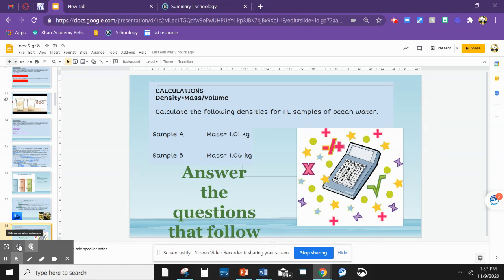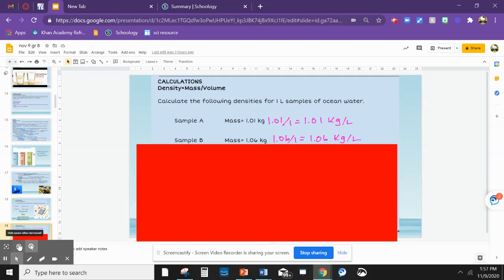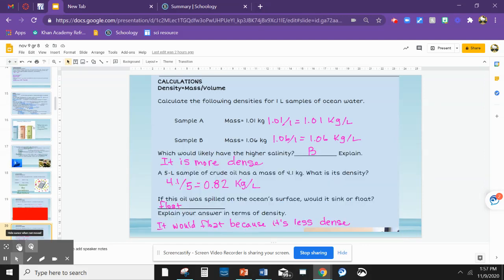Calculating density. Again, please pause the video, calculate density, and answer the questions that follow. The density for sample A was 1.01 kilograms per liter, B 1.06 kilograms per liter. The higher salinity is B, it's more dense. Calculating the density of crude oil, 4.1 divided by 5 is 0.82 kilograms per liter, and then oil will float because it's less dense.